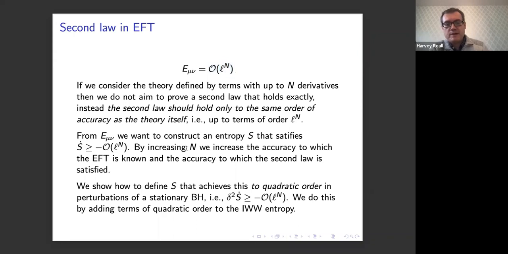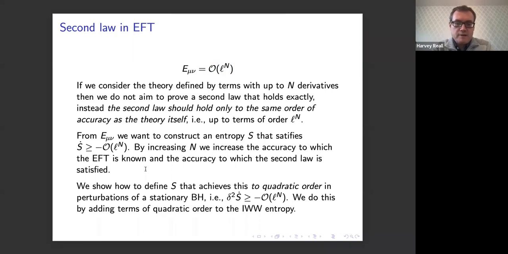And in particular, by increasing n, increasing the number of derivatives that we know, increasing our knowledge of the effective field theory, then we decrease this term on the right-hand side, and therefore we increase the accuracy to which the second law is satisfied. So I think this is kind of the optimal thing one could expect to do in proving a second law in effective field theory.